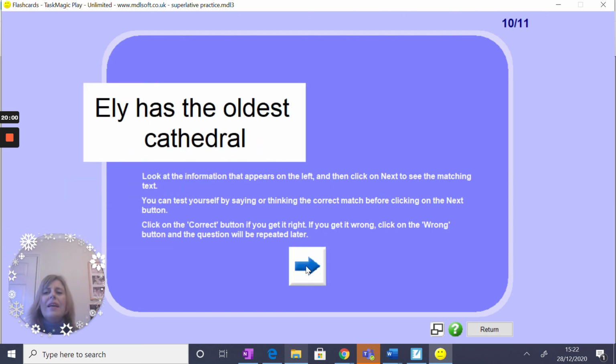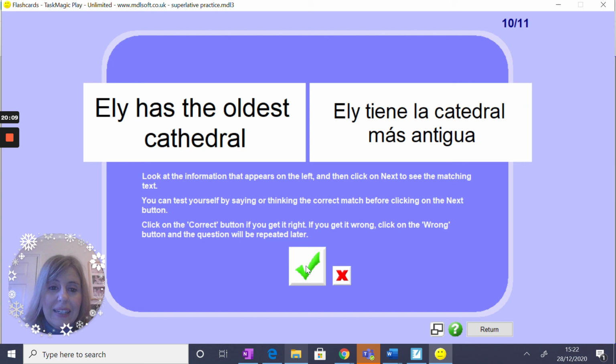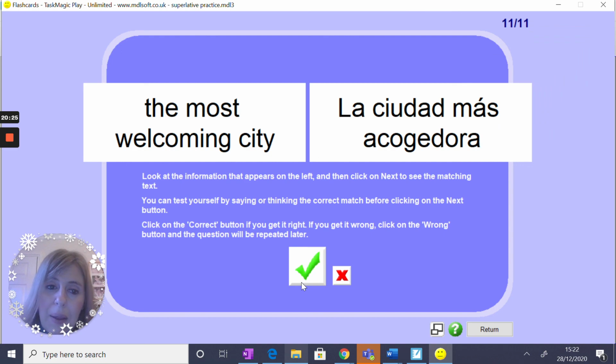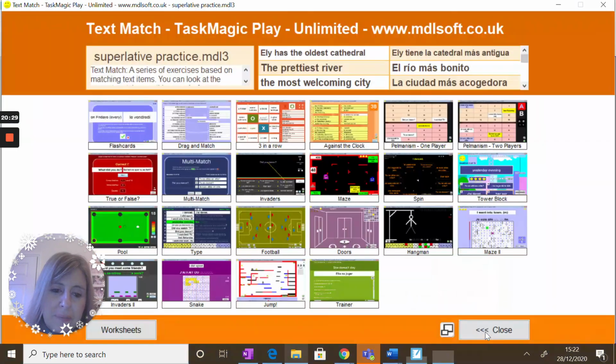Excelente. 10. Ely has the oldest cathedral. Ely has the cathedral oldest. Ely tiene la catedral más antigua. And the last one, the most welcoming city. You could say Ely is the most welcoming city. Ely es, press pause, translate it. The answer should be la ciudad más acogedora, because ciudad is feminine.